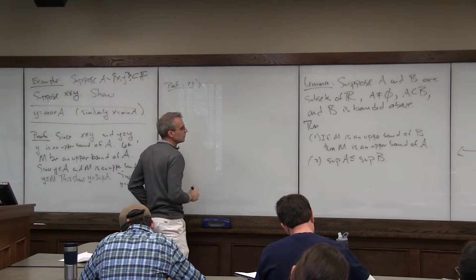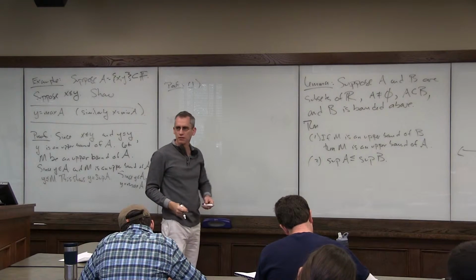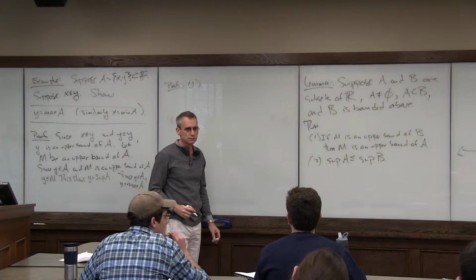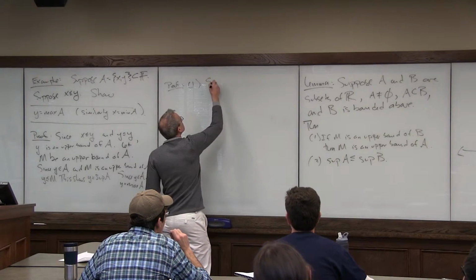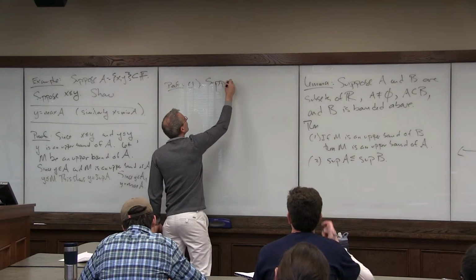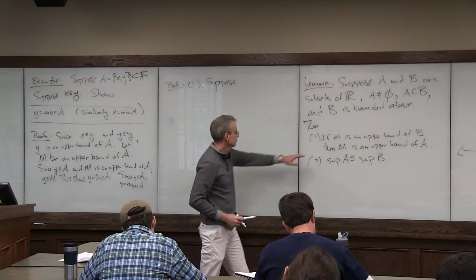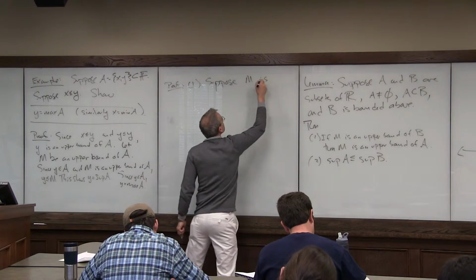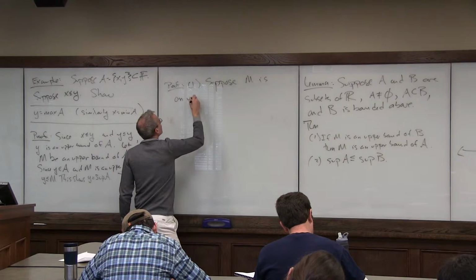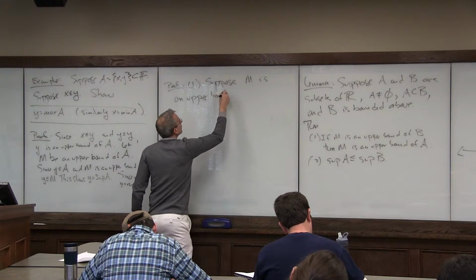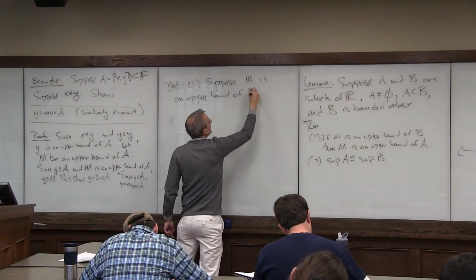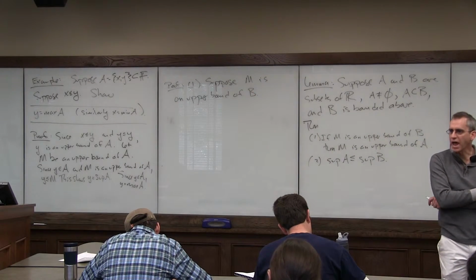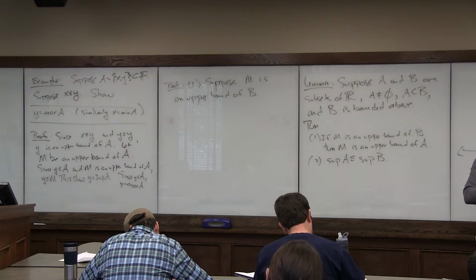So for the first thing, what are we going to do? It's an if-then statement, opening line. Suppose, well, let's start with M. Suppose M is an upper bound of B. What is it I want to do now? I want to show it's an upper bound of A. And so what's going to be my opening line now?